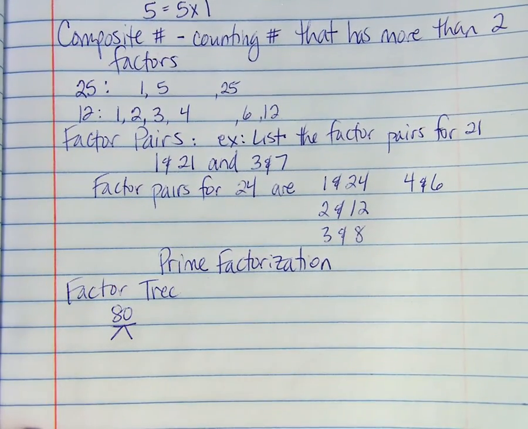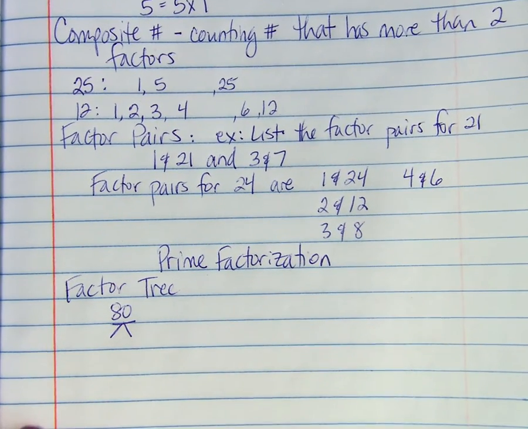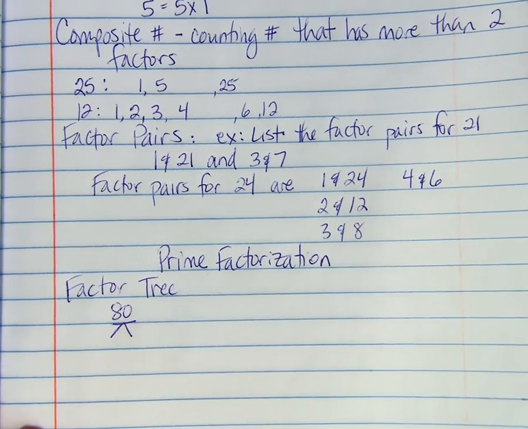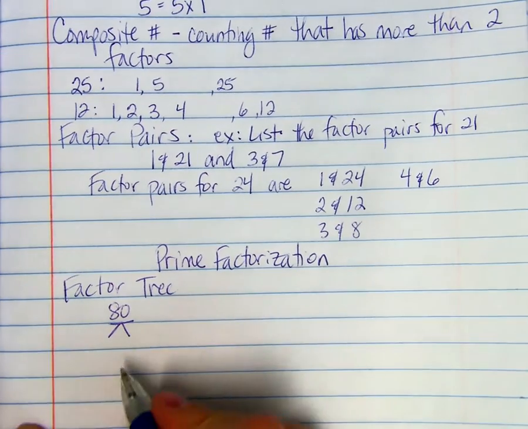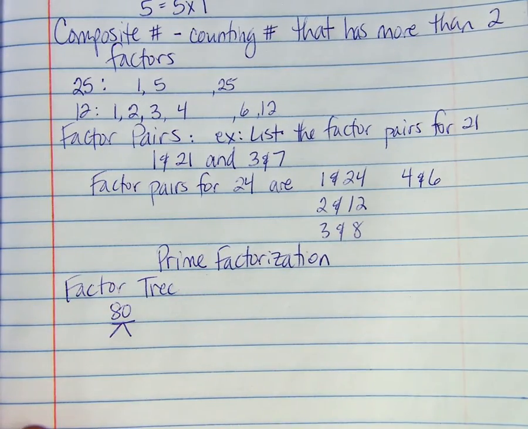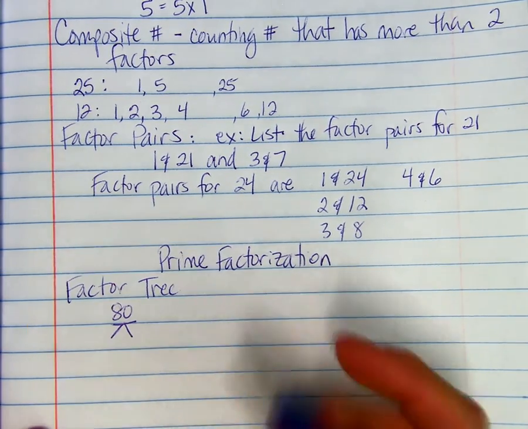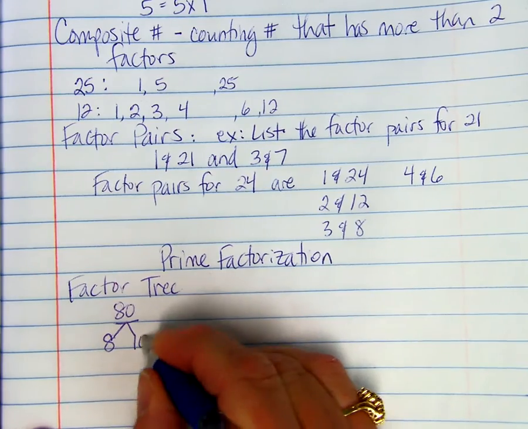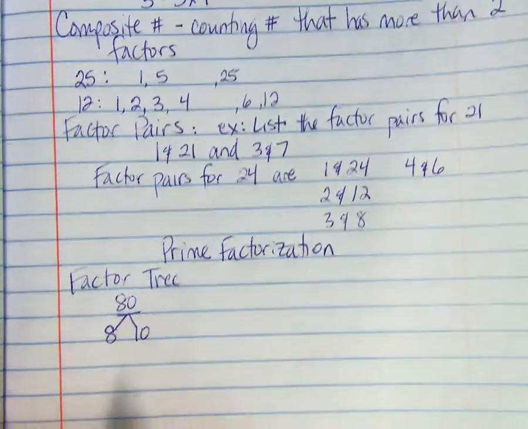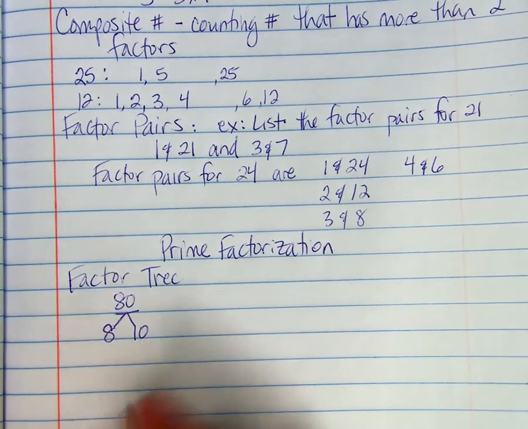And you just pick 2 numbers that multiply to 80. And it doesn't matter how you start, because I think there's several. We can do 8 and 10, 40 and 2, 20 and 4. I'm just going to start with 8 and 10. There's no right way to start. You just need 2 numbers that when you multiply give you 80.